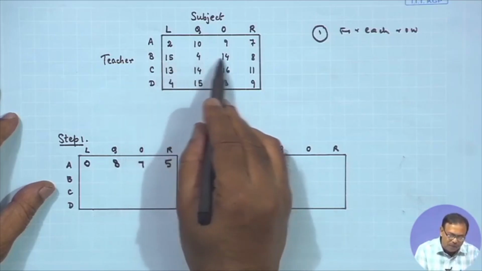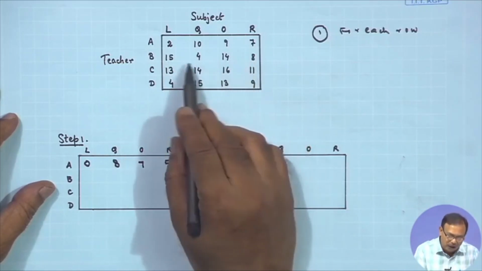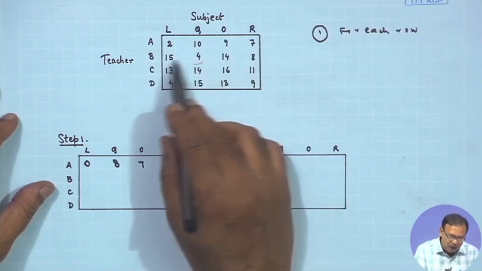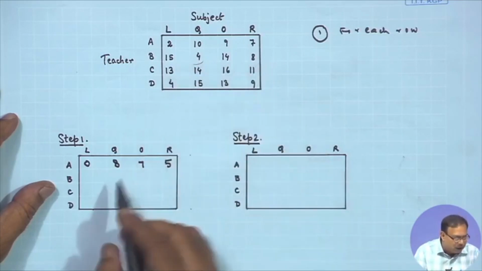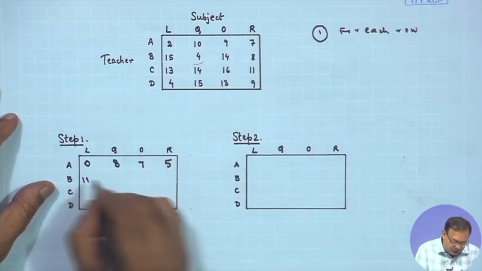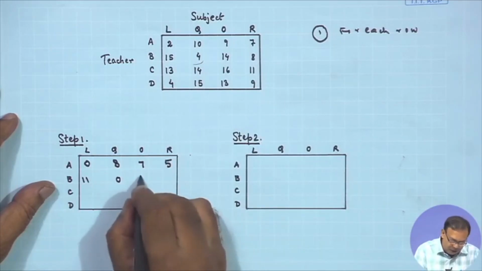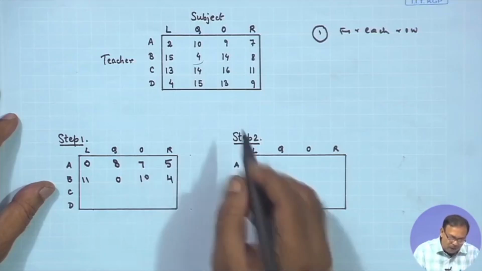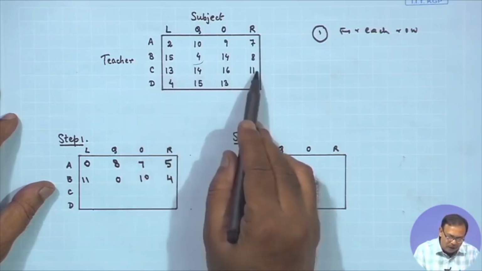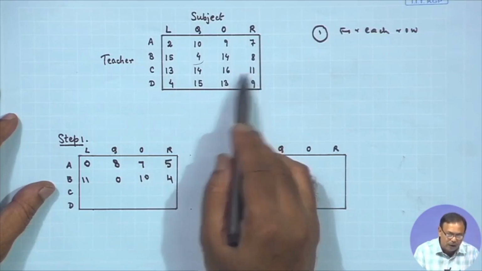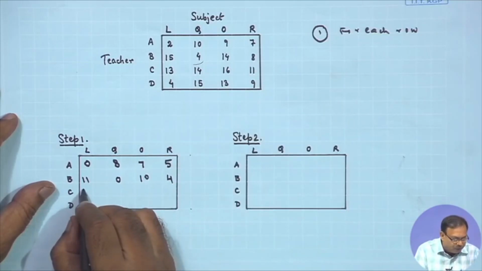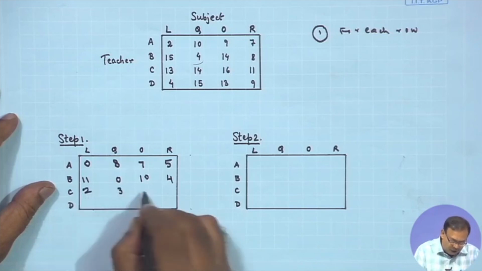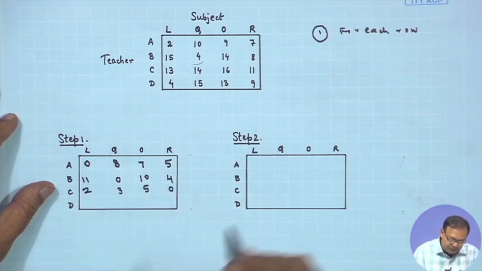Similarly, follow the same process for the second row, where the minimum element is 4. So, subtract 4 from all other elements, and you will obtain 11, 0, 10 and 4. For the third row, the minimum is 11, so subtract it from all other elements. Here it will become 2, 3, 5 and 0.